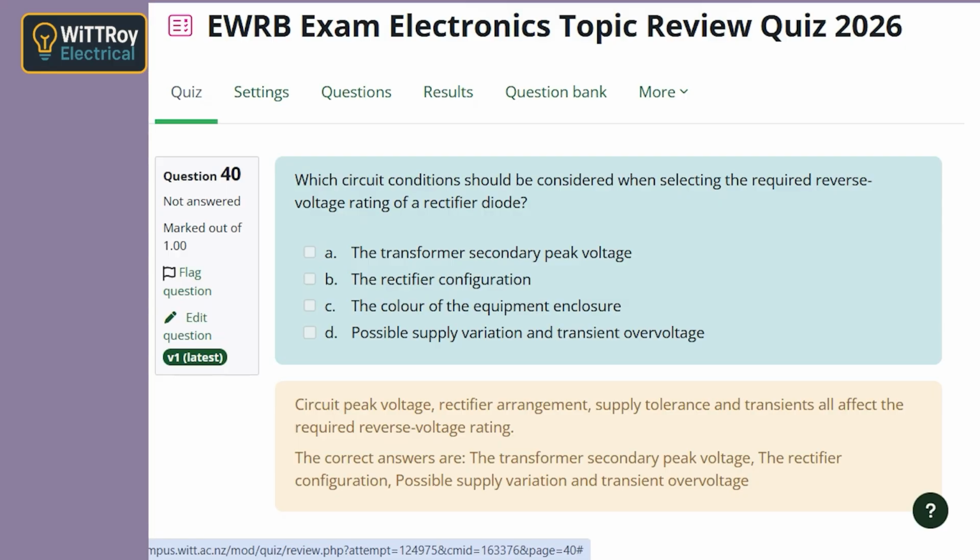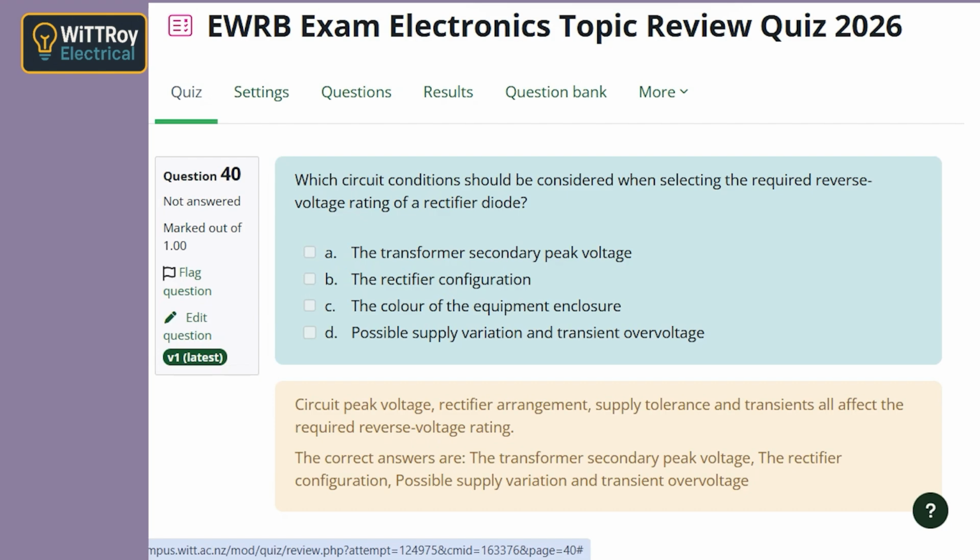Reverse voltage selection is electrical. Start with the transformer secondary peak voltage, then account for the rectifier arrangement because different circuits impose different PIV. Finally, allow for supply tolerance and transient overvoltage. Enclosure color has no bearing on diode voltage stress. Right, then the correct choice is the transformer secondary peak voltage, the rectifier configuration, and possible supply variation and transient overvoltage. Yes, keep that reasoning with the answer.